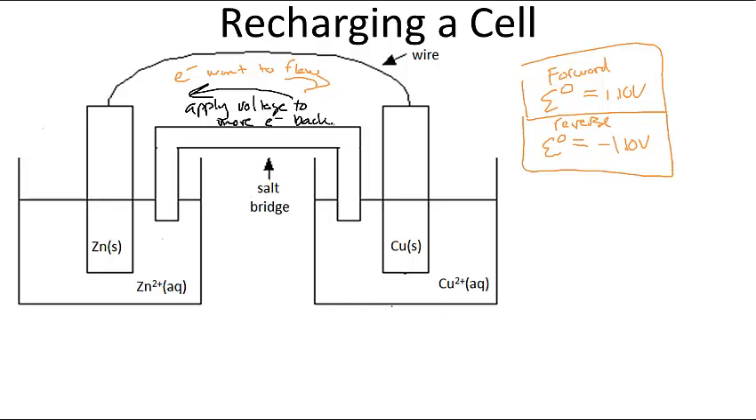So here's your connection. E naught being positive connects to a favorable reaction. E naught being negative is unfavorable. We can take unfavorable reactions and make them happen by applying energy.